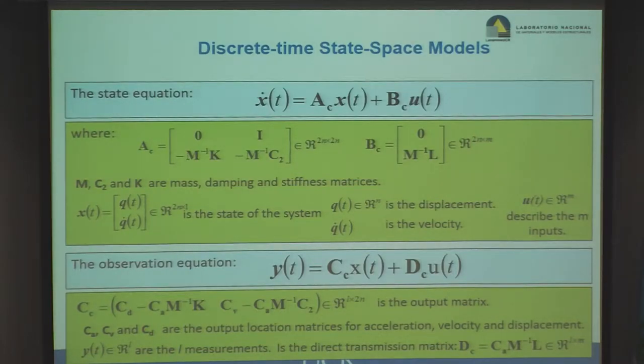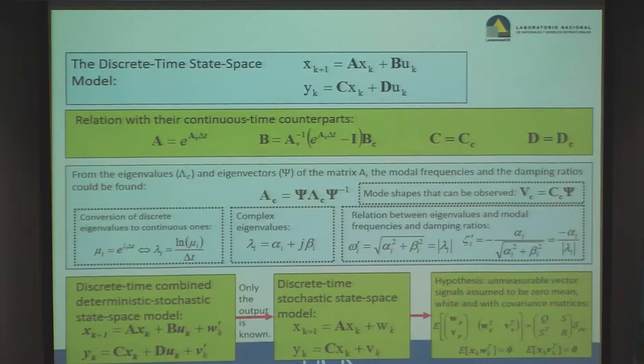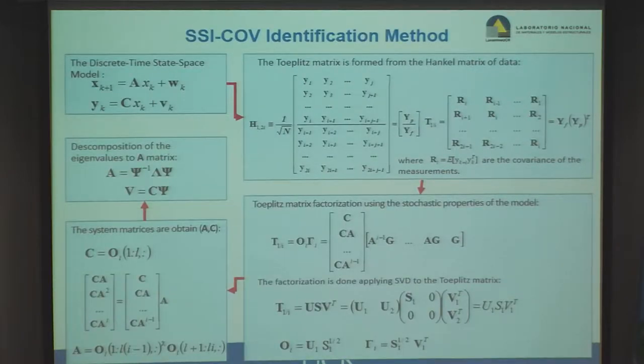The main equations of the SSI are these, the state equation and the observation equation. I'm not going too deep into this. Here I present the relation between discrete time and continuous time. At the end, we have the model that is shown in the first box. The next boxes are the mathematical procedure to obtain the dynamic properties. We use the Hankel matrix, the Toeplitz matrix, and singular value decomposition, and at the end, we obtain the eigenvalues.